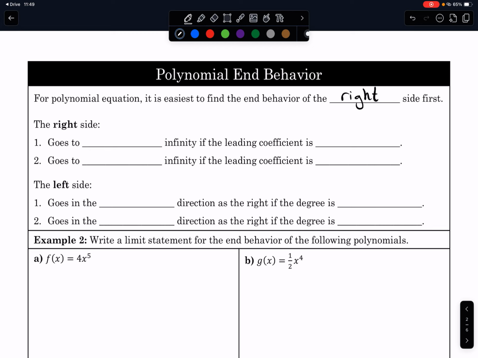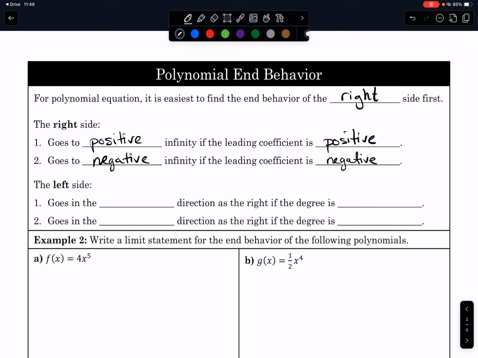Now, the right side goes upwards, okay, goes to upwards infinity, or sorry, let me use the right term here. This is supposed to be positive infinity. So the right side goes to positive infinity if the leading coefficient is positive, or the right side goes to negative infinity if the leading coefficient is negative.